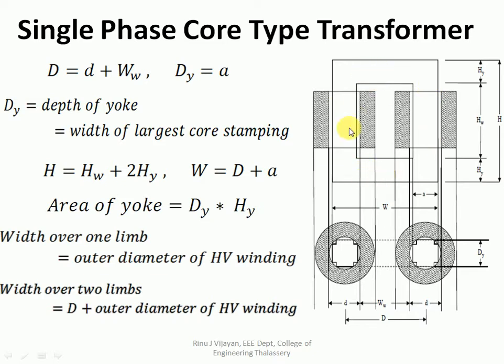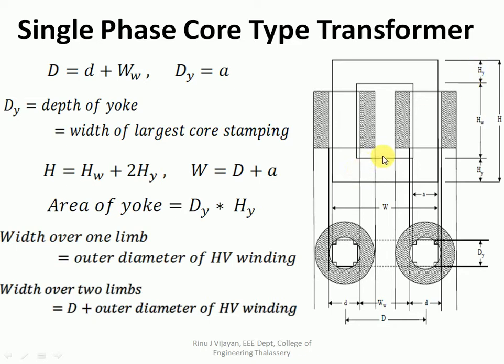Please be clear that this diagram is representing the vertical cross section and this one is indicating the horizontal cross section. In fact, we can say that this is actually a horizontal cross section's top view. This portion is indicating the yoke of transformer and the height of yoke is indicated as HY.